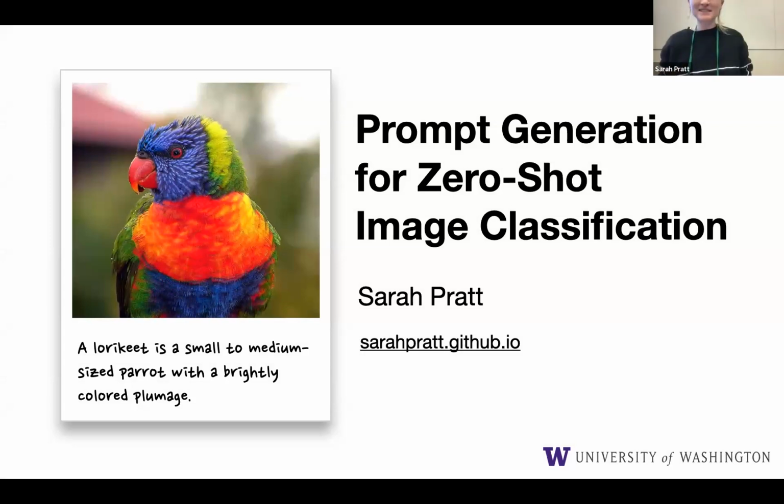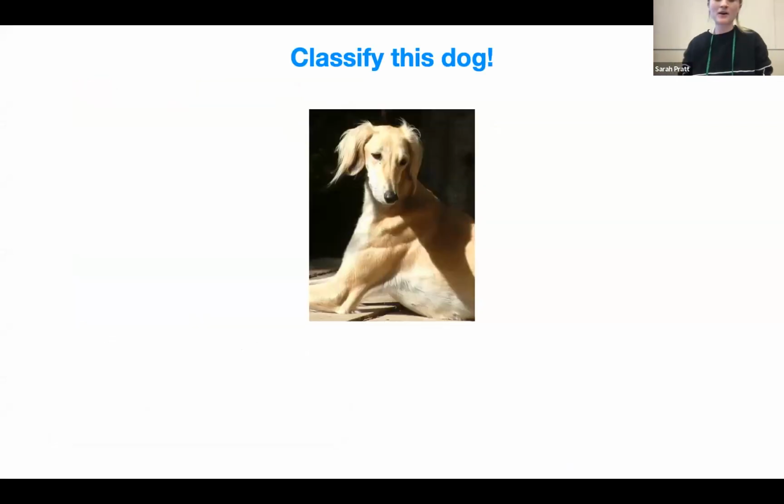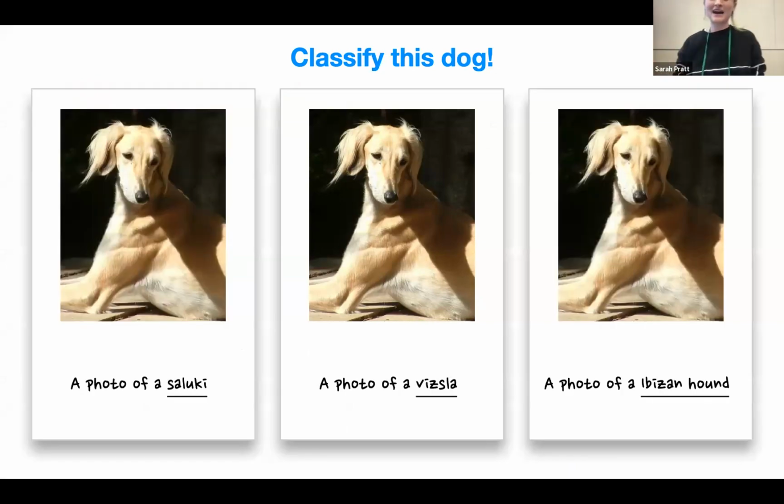Okay, so my name is Sarah Pratt. I'm a third-year PhD student at the University of Washington, and I'm going to be talking about my work on prompt generation for zero-shot image classification. Before I dive into my work, I'm going to ask you all to participate in some CLIP-style image classification. That is, I will give you several captions and ask you to please match the image with the correct one. So here are three captions: a photo of a Saluki, a photo of a Vizsla, and a photo of an Abyssinian hound. These are all dog breeds from ImageNet.